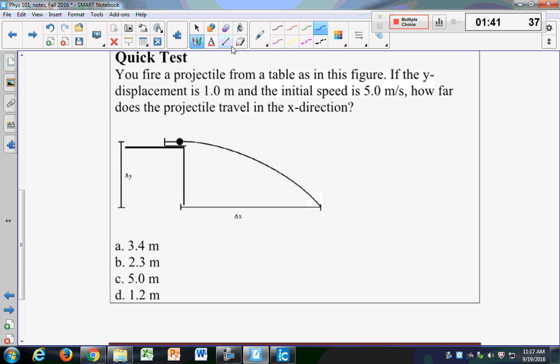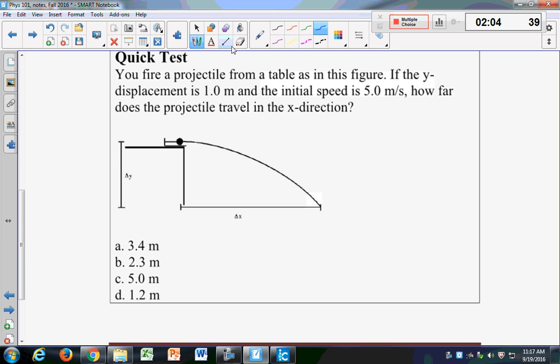Your first thing here will be to find the time. How long does it take from here down to here? It's just like if I drop something from 1 meter, how long does it take to drop down 1 meter? That'll give you your time, and then once you find your time, you want to find the x range. That x is equal to vx times t.